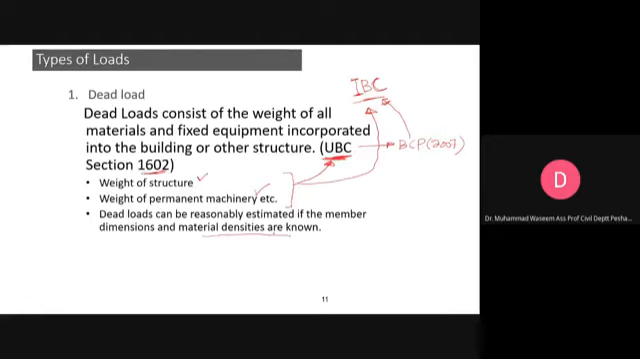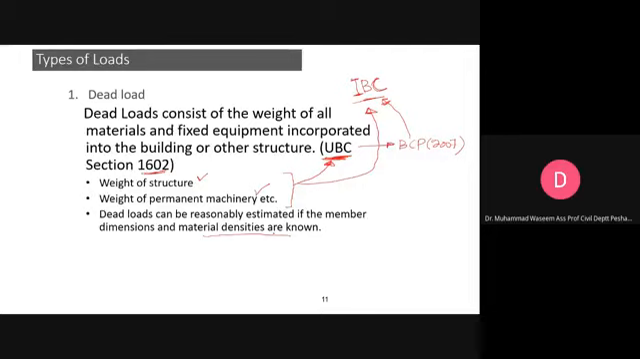Okay, now what are the dead loads? Like the weight of the structure, the weight of the permanent machinery, and the loads whose positions are fixed. So we call all those loads dead loads.